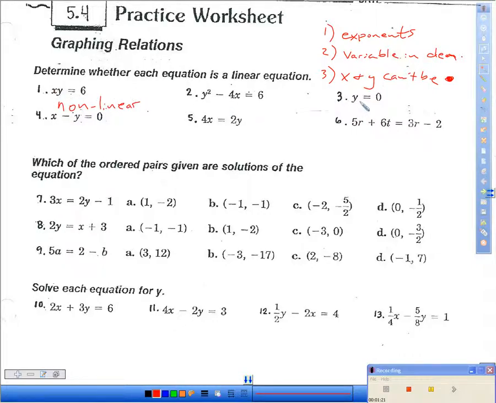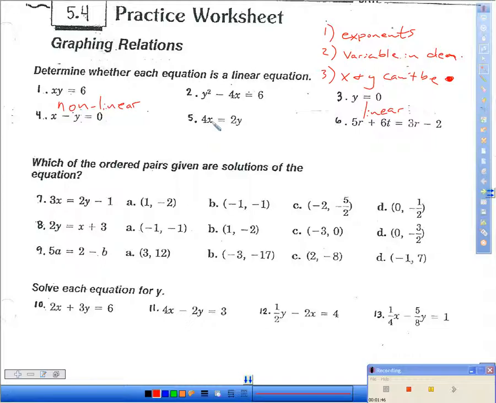Looking at number 3, y equals 0. Well, are there any exponents other than 1? No. Are the variables in the denominator? Well, we don't have a fraction, so no. Number 3, are x and y multiplied? Well, there's not even an x in there, but we said today that an equation that's linear can just have a single variable, and that's fine. So number 3 is going to be linear, and we'll look at how to graph that equation on Monday.